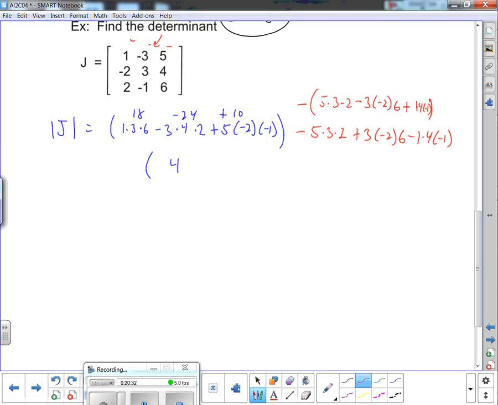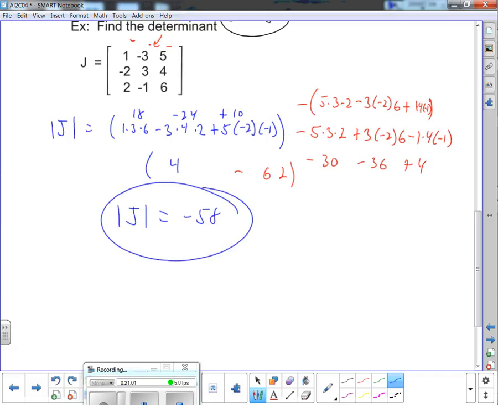And the back, this thing is a negative 30. And this is a negative 36. And this is a positive 4. So this back part is a negative 62. So it looks like our final value for the determinant of J is a negative 58. You got to be able to do that, though.